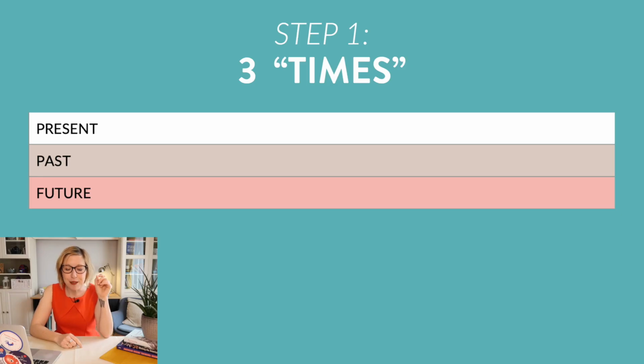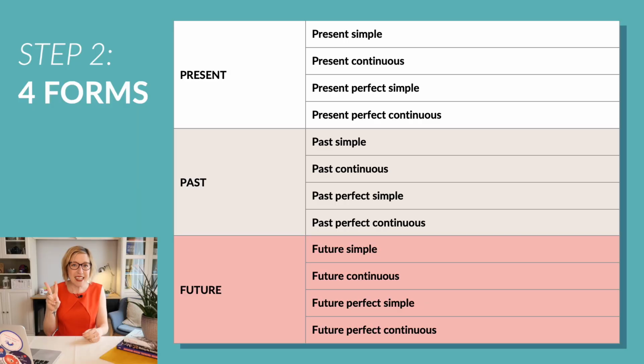All right, step one. In English, there are basically 3 times, let's call them: present, past, and future. Now, I started with the present because it's the one that we use the most, so it's a good place to start, I think.